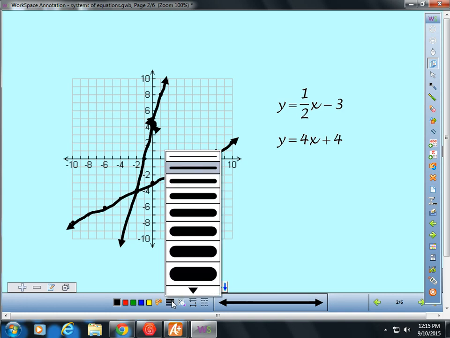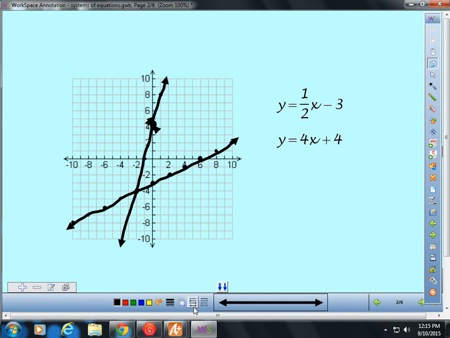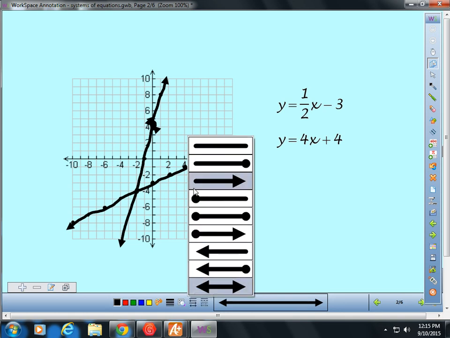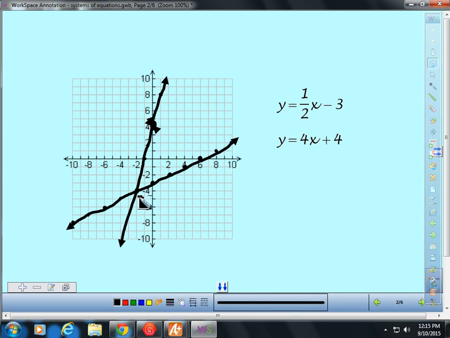And I don't know how to get it off of the dot thing. Okay.